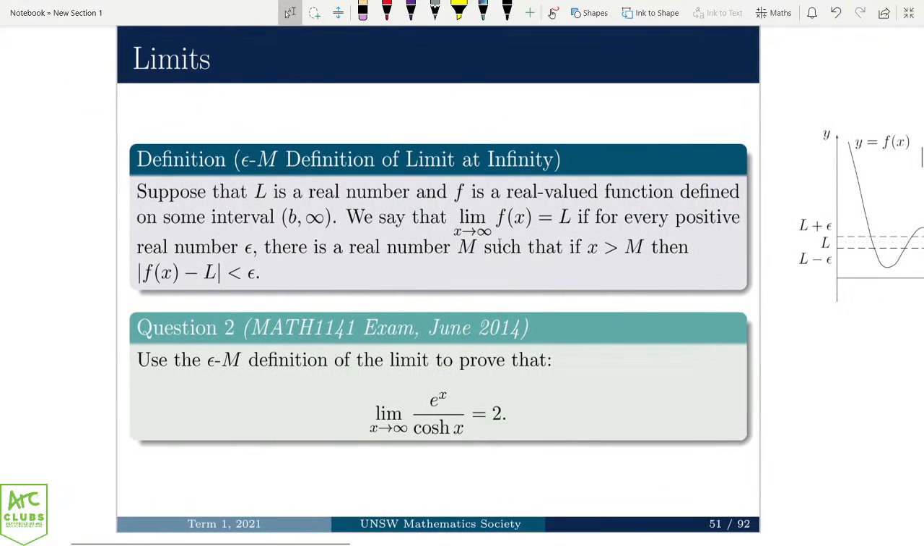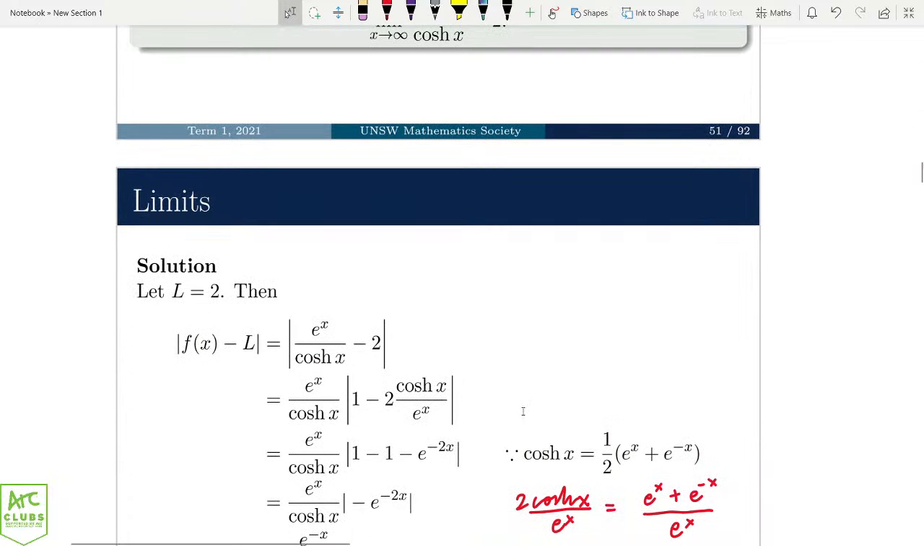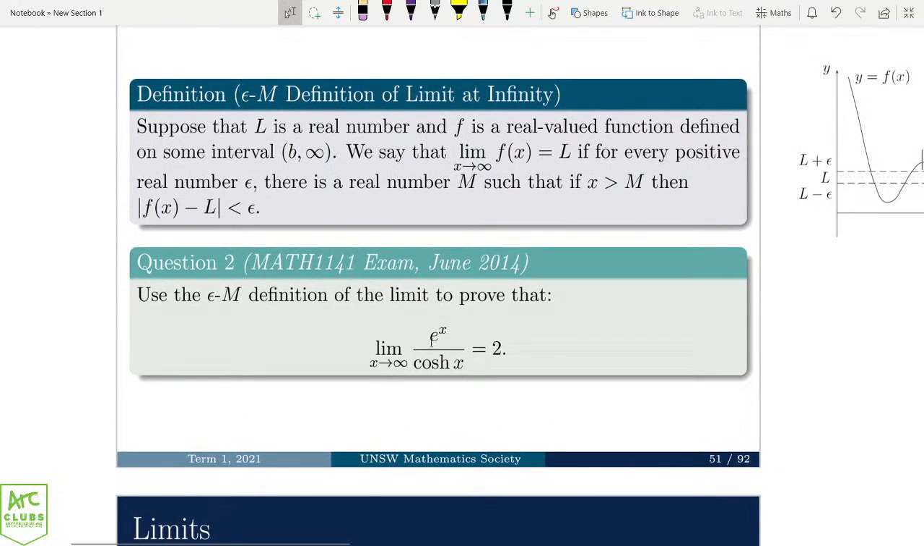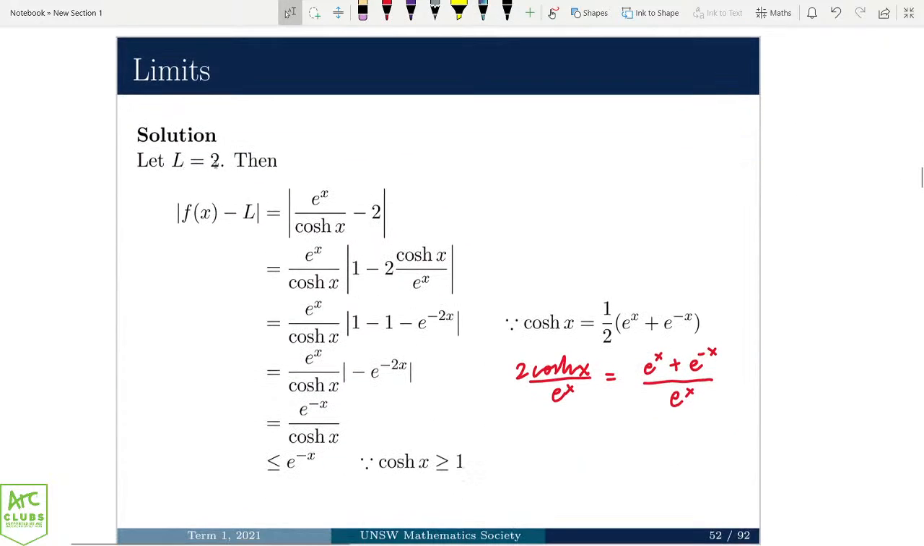All right, then let's go through an example question. So this question is straight from a MATH1131 exam. So the question says, use the epsilon M definition of the limit to prove that the limit of this particular expression over here as x approaches infinity is equal to 2. So now let's go through the solution. So here, because our expression here approaches 2, we know that our L is equal to 2, which is exactly what's being stated. So let L be equal to 2.